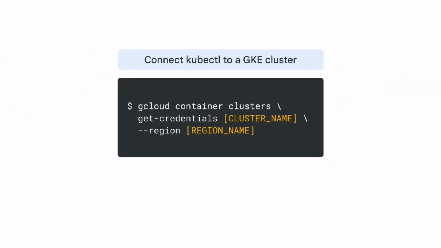To connect kubectl to a GKE cluster, first retrieve the credentials for the specified cluster. This can be done with the get-credentials gcloud command in any other environment where the gcloud command-line tool and kubectl are installed. Note that both are installed by default in Cloud Shell.